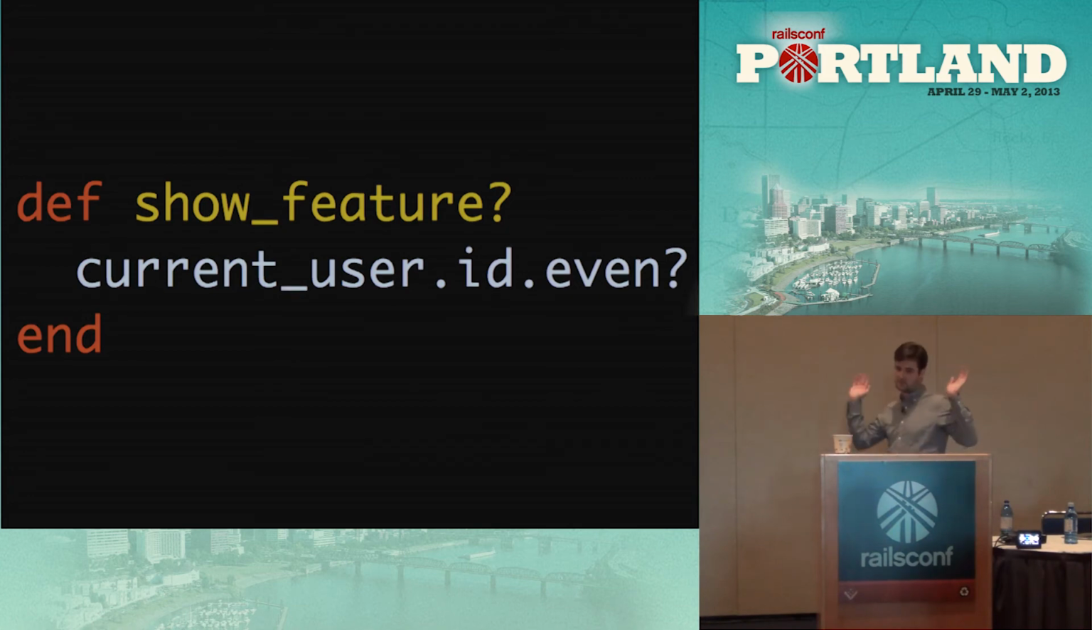Okay, great. Let's just look at the user ID and see if it's odd or even, and then we'll show the feature or not. And I think this worked for us for a little while, but also, can anyone think why this is not perfect?